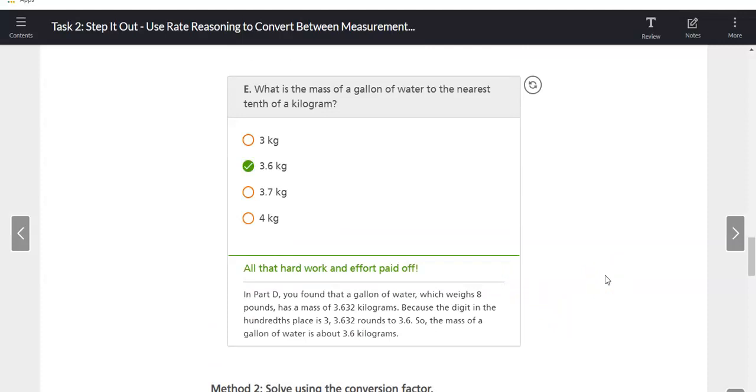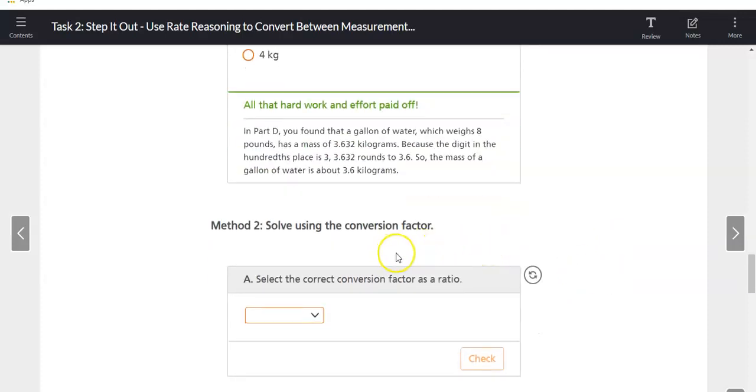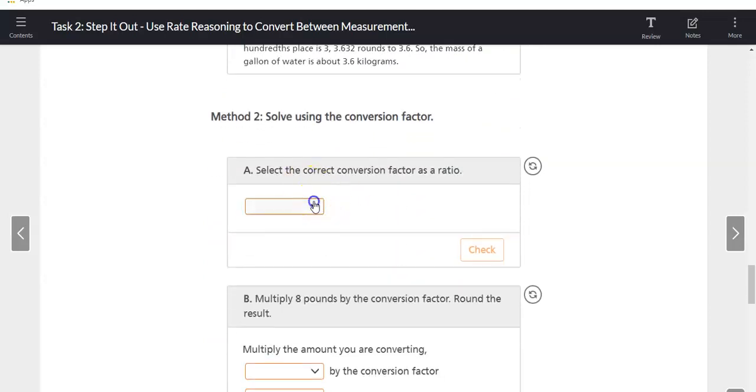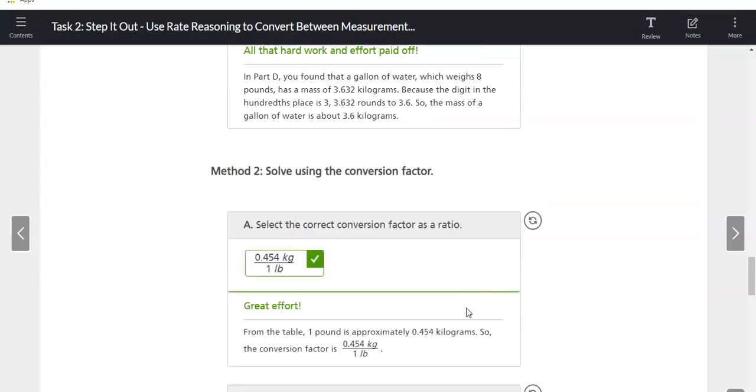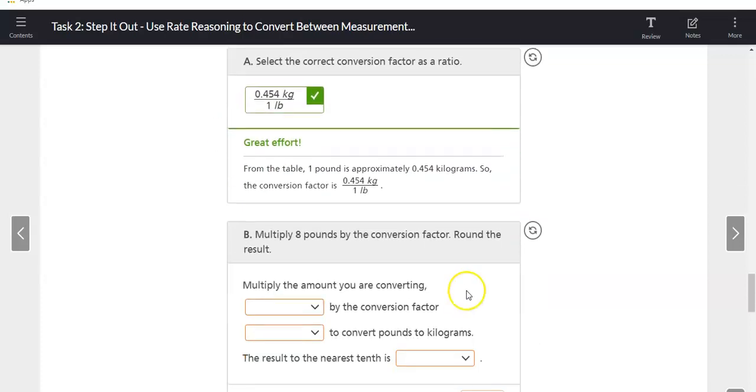Okay, that one was a little time consuming. I suggest using the conversion factor one because it goes a little quicker than that. So again, we're going to select the correct conversion factor as a ratio. So we're going to use what we used up here. So I have this right here. Then what I'm going to do, I'm going to multiply by 8 because we're getting it to 8.